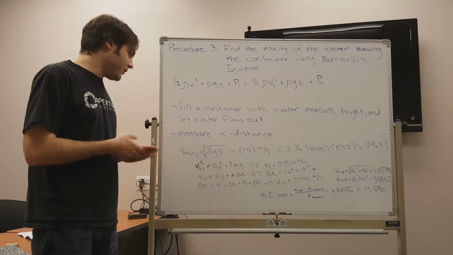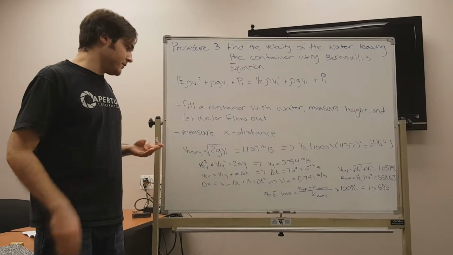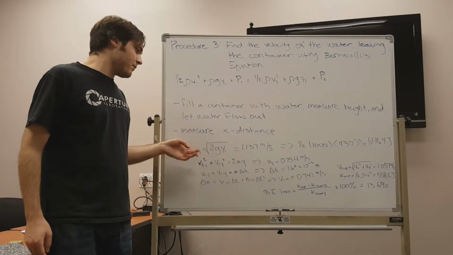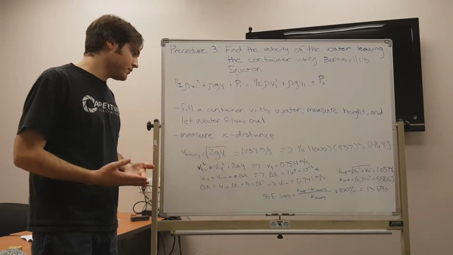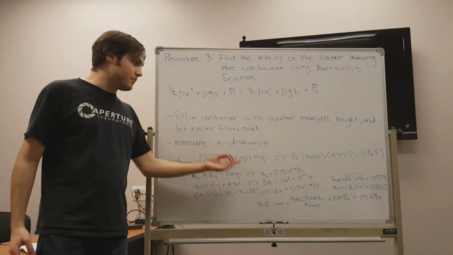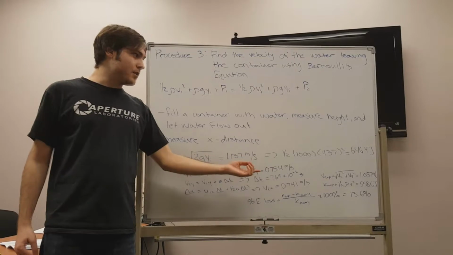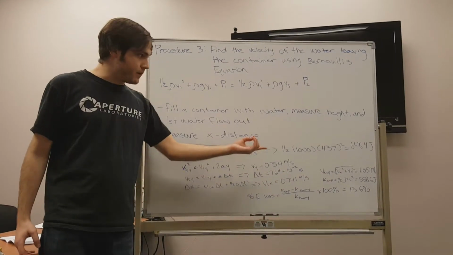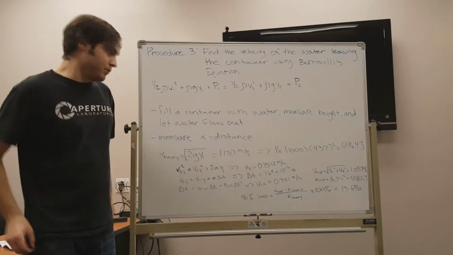So we were able to calculate a theoretical velocity of this water using this equation here, the square root of 2 times g times our y initial. Using that and plugging in our values, we got 1.137 meters per second, and then we were able to calculate the theoretical kinetic energy that this water would have leaving the hole, which we got 646.4 joules.